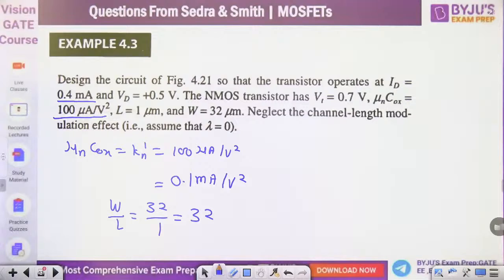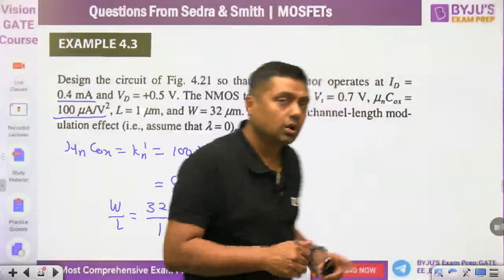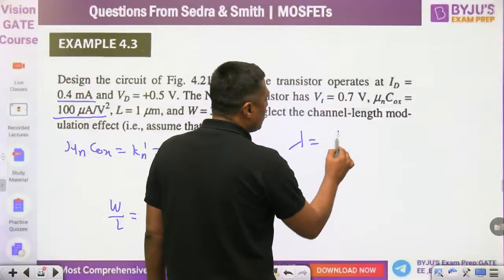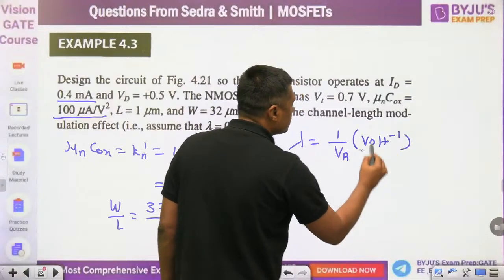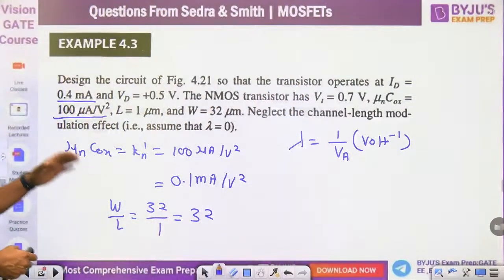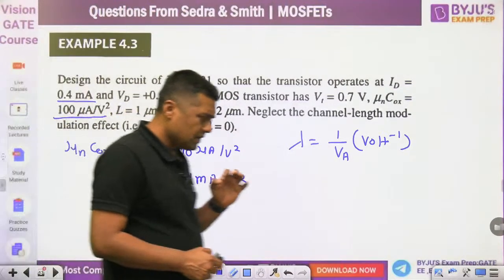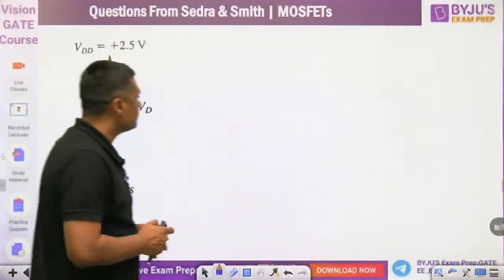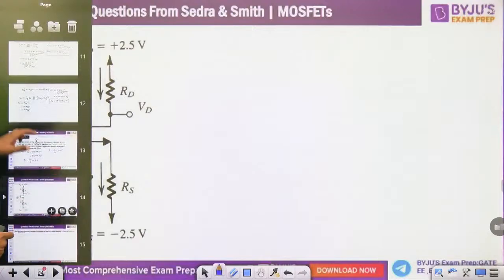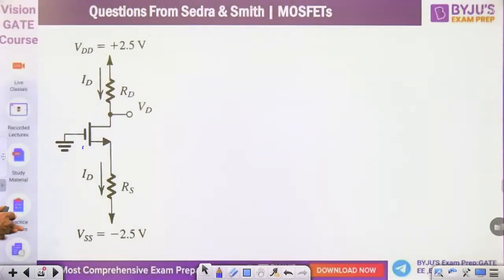Neglect the channel length modulation: lambda is the channel length modulation parameter, so lambda is 0. Remember, lambda is equal to 1 by VA, with unit volt inverse, where VA is the early voltage. Now, W by L is 32. How can you find the value so that the transistor ID is as required? Simply in this diagram, watch this. What is the VD given here? VD given here is 0.5.